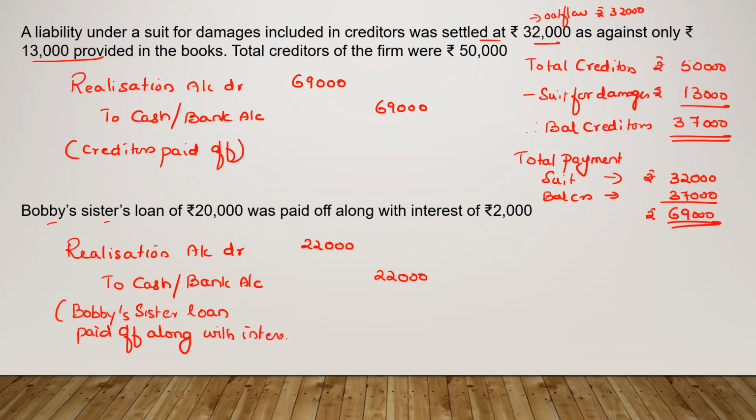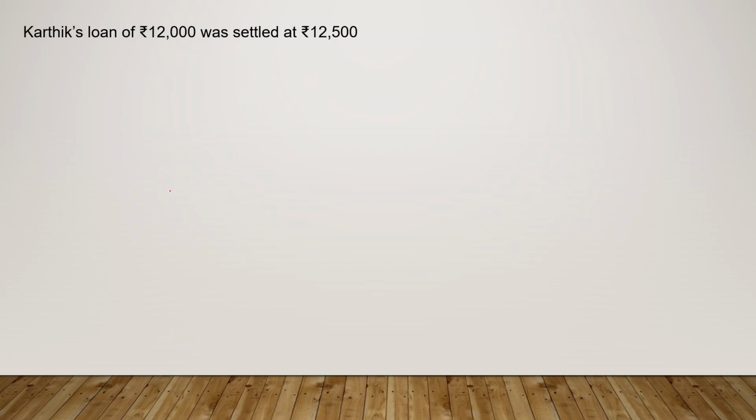So I hope that was clear. Moving further, let us go to this one more transaction that we have here. It says Karthik's loan of 12,000 was settled at 12,500. Now, who is Karthik? Karthik was the partner, third partner.